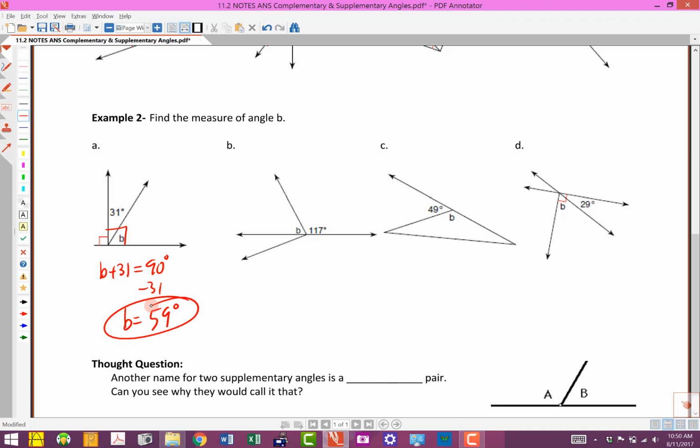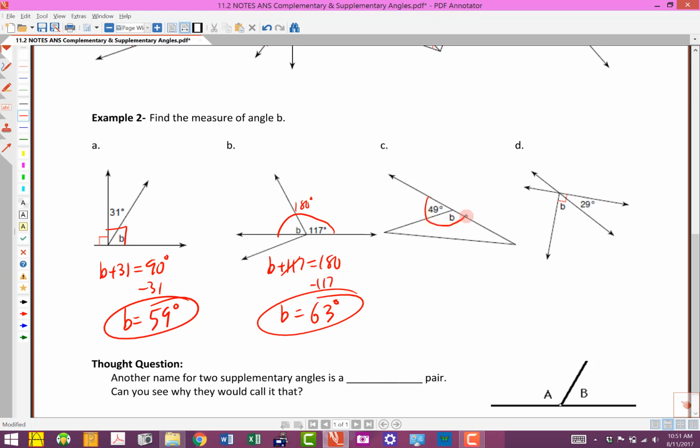It's literally that simple. On this one right here, they make a straight line. 180 degrees over there, they're supplementary. So do B plus 117 equals 180, so we can kind of see what's going on. If you put the degree sign there, that's fine. If you don't put it on there, I'm okay with that, as long as you have it there on the end. So we're going to subtract the 117, and we get B equals 63 degrees. That's what you've got to have there.